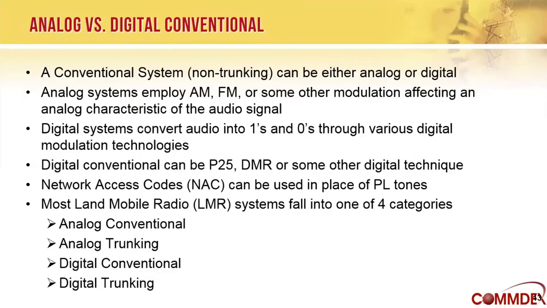If it's digital conventional, there's different standards we're going to talk about. These include P25 and DMR, or some other digital. In the digital world, we don't use the PL tones. We'll use what they call network access code, which is the digital equivalent. So only users with the correct network access codes can be recovered by your receiver. So to sum that up, all the local radio systems out there will fall into one of the 4 groups: either analog conventional, analog trunking, digital conventional or digital trunking.